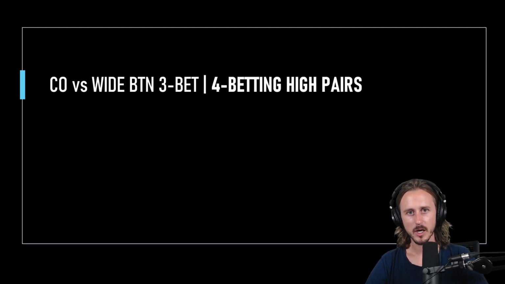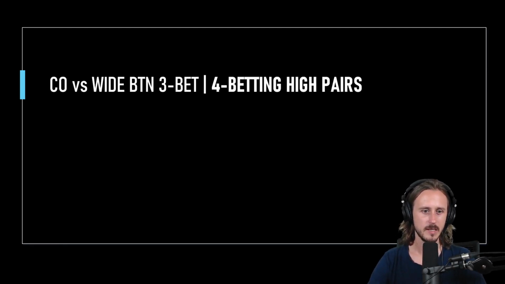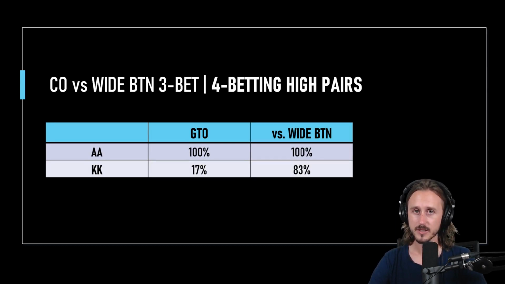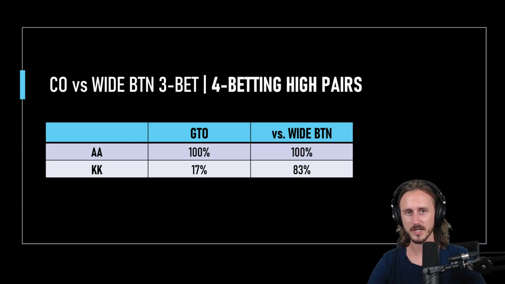So if we open raise in the cutoff, the button goes for that wide aggressive 3-bet and the action comes back to us, we're going to first learn more about our high pairs. No surprise, of course, aces will always be a 4-bet against the button here. Kings are in a GTO setting only 4-betting 17% of the time. If you want to learn which kings, pick up the PLO trainer and train yourself. It's very easy to understand which kings are being 4-bet. But here, against a very wide button, we are actually adjusting massively by almost 4-betting all kings. As you can see, it's 83%.